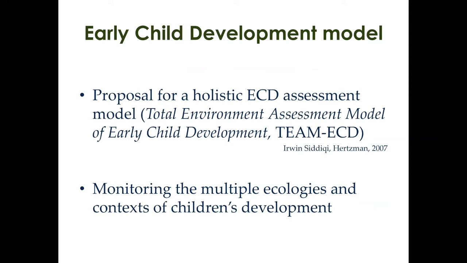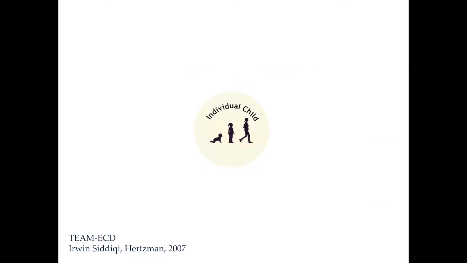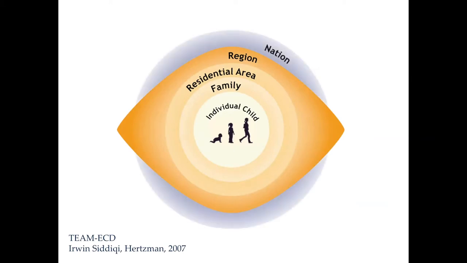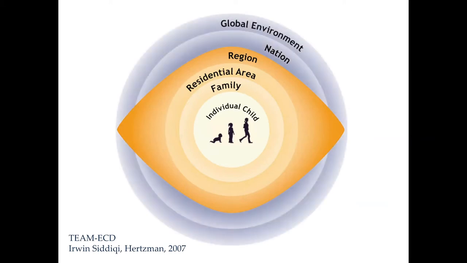And the gist of this is that if we want to understand early child development trajectories and how they affect lifelong health and well-being, we really have to monitor multiple ecologies, multiple social contexts and factors of children's development over time. So the vision for us is to really understand how the individual child develops over time within the context of family processes, within things that are happening in the neighborhood, the residential area, regional factors, whether they be cultural, social, economic, or otherwise. National programs, federal supports, the situation economically, global environment in terms of climate change, globalization, global trends in terms of markets and so forth.